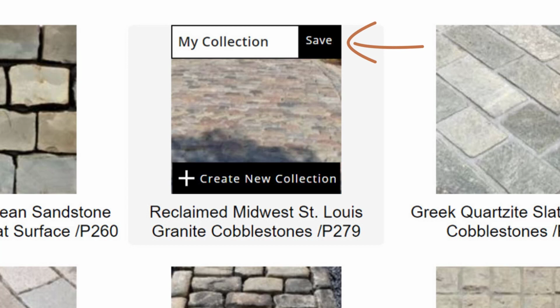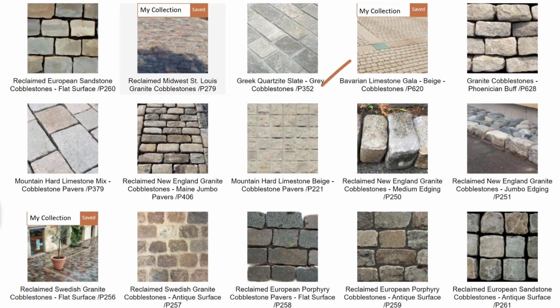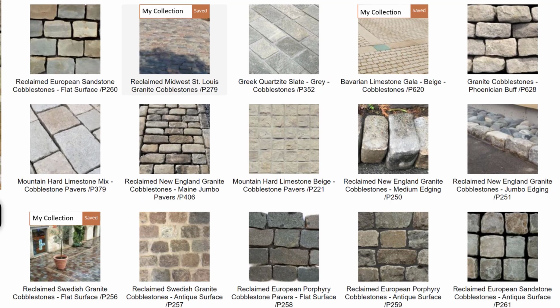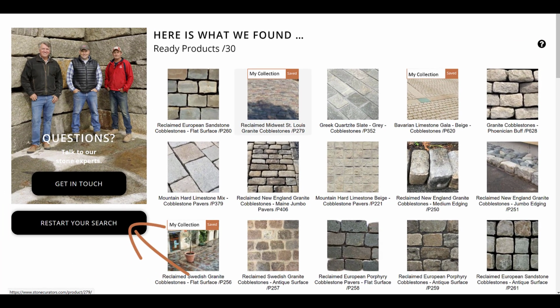To add stone to a collection, hover your mouse over an image. Click the Save button in the upper right of the image. The word Save will change to Saved, indicating that the stone has been saved to the selected collection. Repeat these steps to save additional stone from the search results page to your collection. If you want, you can perform additional searches using different search criteria, then save the additional stone to your collection.